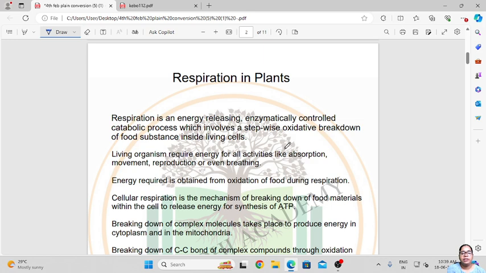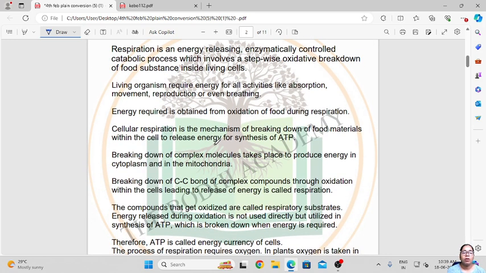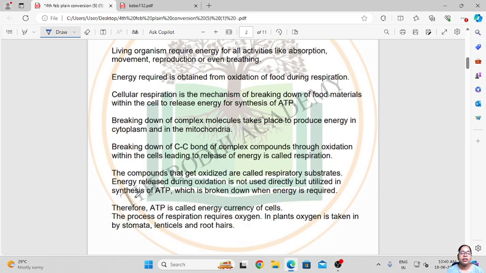So cellular respiration is the mechanism of breakdown of food material within the cell to release energy for the synthesis of ATP. Breakdown of complex molecules takes place to produce energy in the cytoplasm and in the mitochondria. So this process basically takes place in the cytoplasm of the cell and in the mitochondria. Breaking down of carbon-carbon bonds of complex compounds through oxidation within the cell leads to release of energy, and this is called respiration. The compounds that get oxidized are called respiratory substrates.